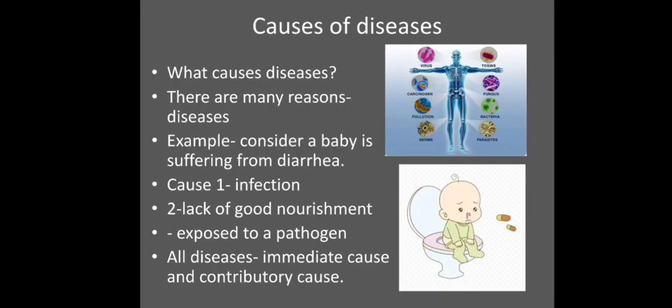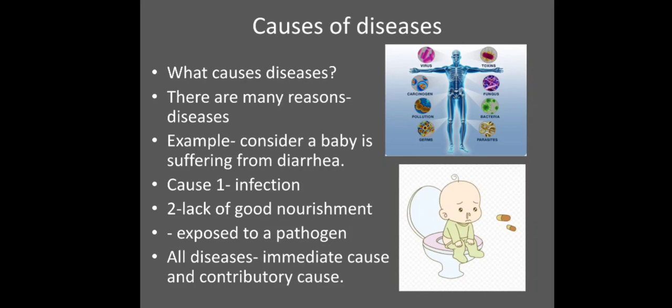We'll see the causes of diseases, like what causes diseases. There are many levels of such causes, or many reasons for diseases. We can't tell just one reason. There are many reasons to get a disease. For example, consider a baby suffering from diarrhea or loose motion, whatever you want to call it. We can say that the cause of diarrhea can be an infection. So that's what we think first. Another reason would be that this baby is not healthy. So we can say that this baby is in poor health. So that's the reason why the baby got diarrhea.